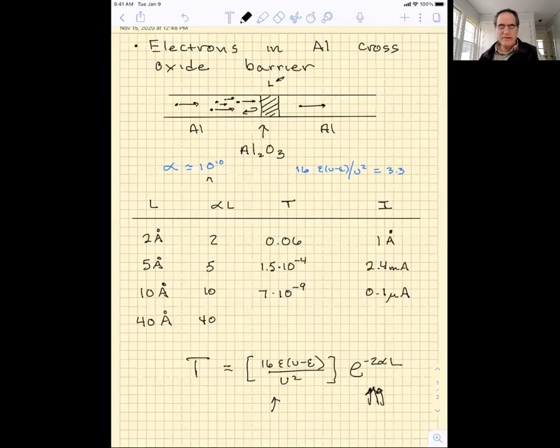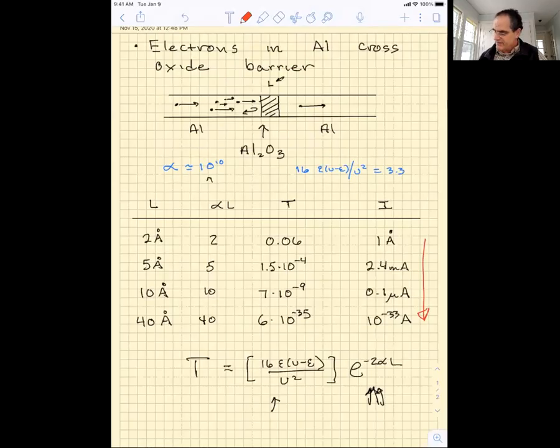And then if we had a 40 angstrom barrier, you can see things would be even much smaller, because then e to the minus 2 alpha L would be e to the minus 80, which is a very small number indeed. It's about 2 times 10 to the minus 35. And so the transmission probability is only 6 times 10 to the minus 35. So the transmission drops very rapidly as that barrier gets thicker and thicker.